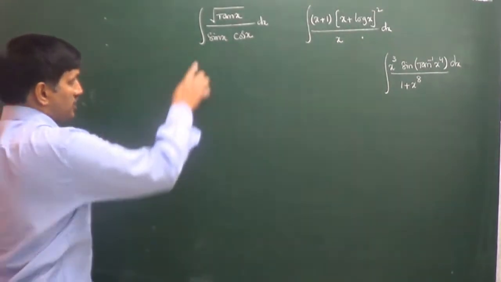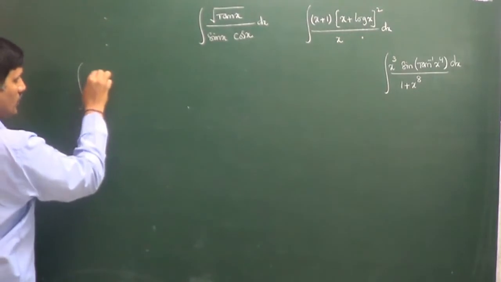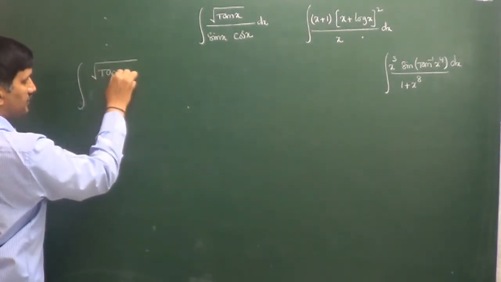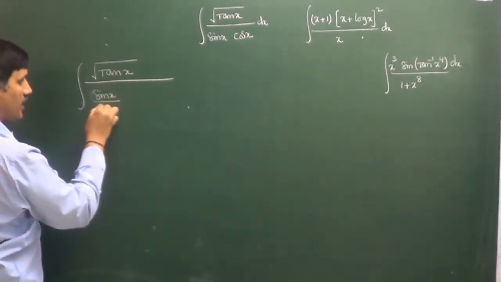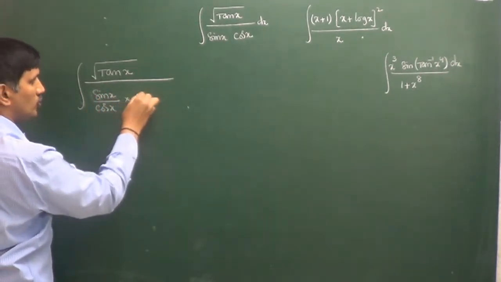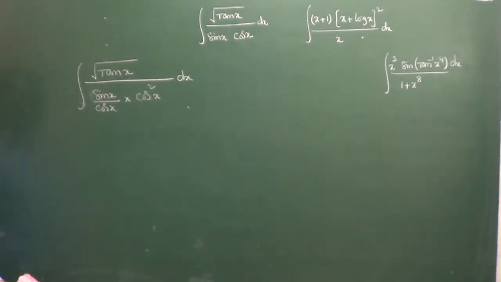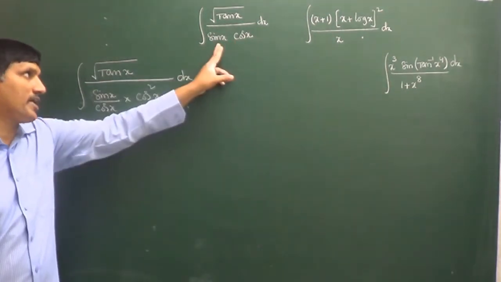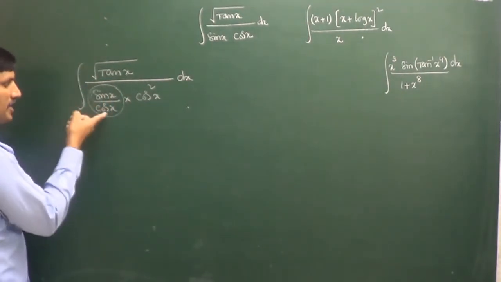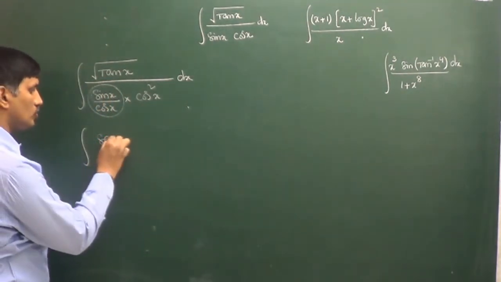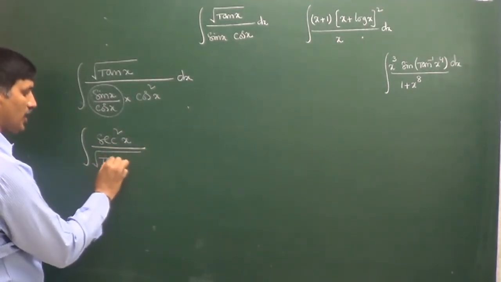So next question is integration of root tan x by sin x into cos x. Observe here how I am doing. This is equal to root of tan x divided by sin x divided by cos x into cos square x dx. I multiplied with cos x divided by cos x, and now it becomes tan x. Root tan x by tan x, what will we get? That is equal to secant square x divided by root of tan x dx.